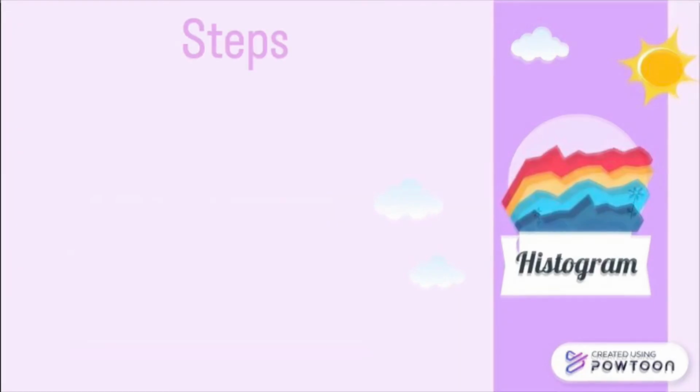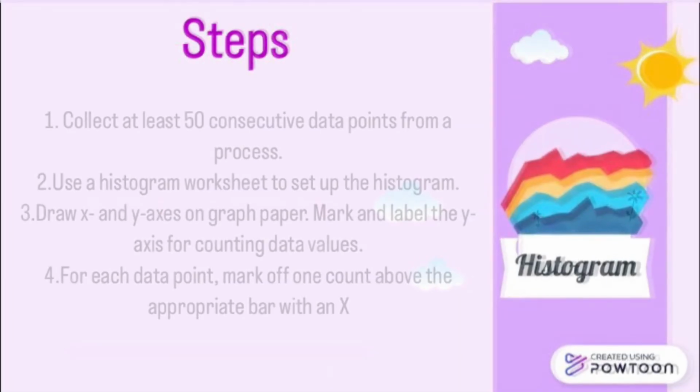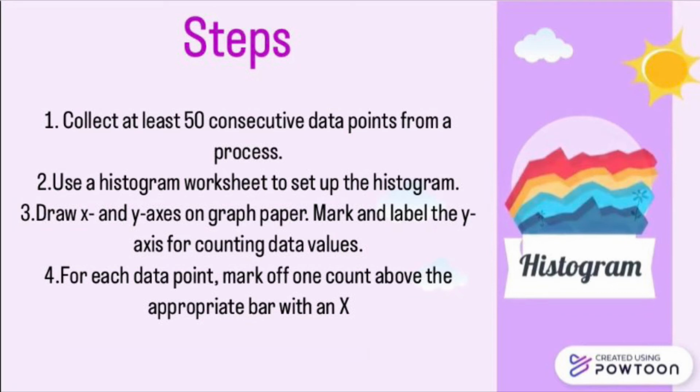The steps to create histograms are: Step 1. Collect at least 50 consecutive data points from a process. Step 2. Use a histogram worksheet to set up the histogram. Step 3. Draw X and Y axes on graph paper. Mark and label the Y axis for counting data values. Step 4. For each data point, mark off one cone above the appropriate bar with an X.